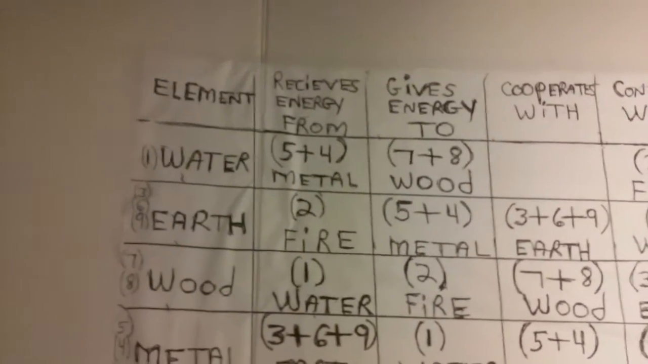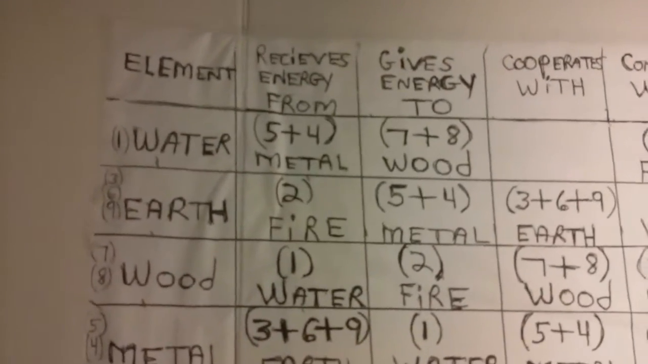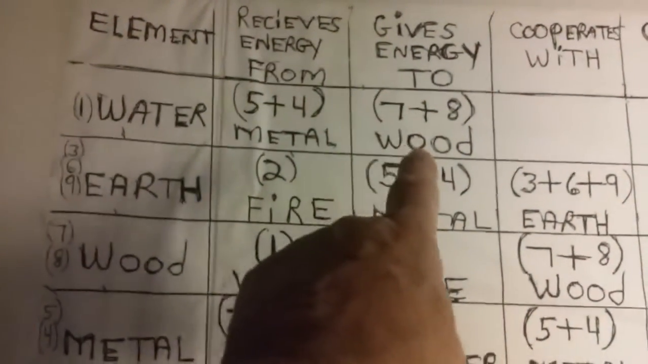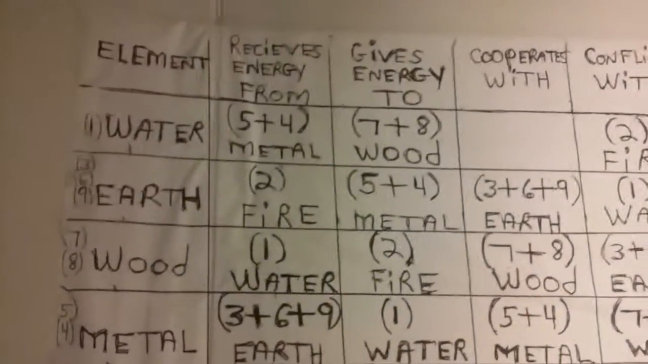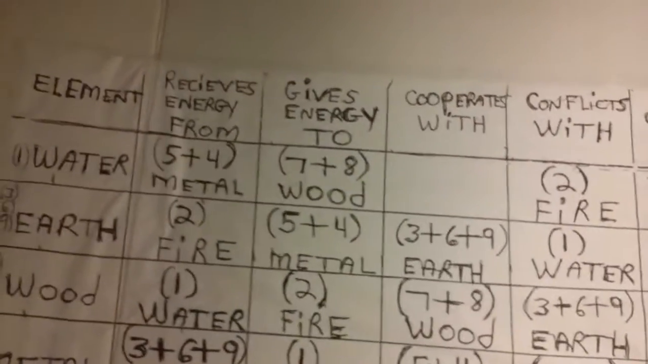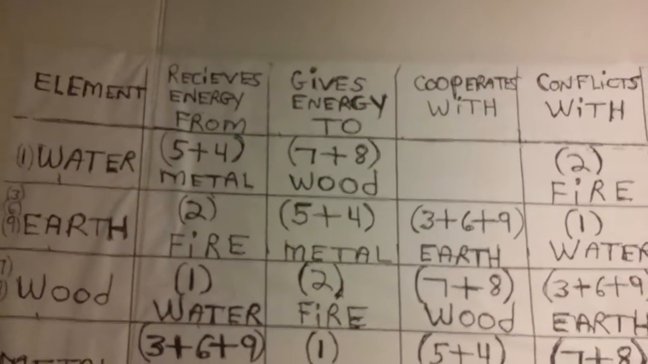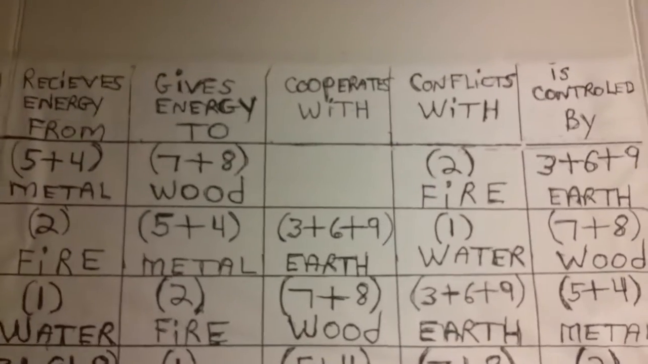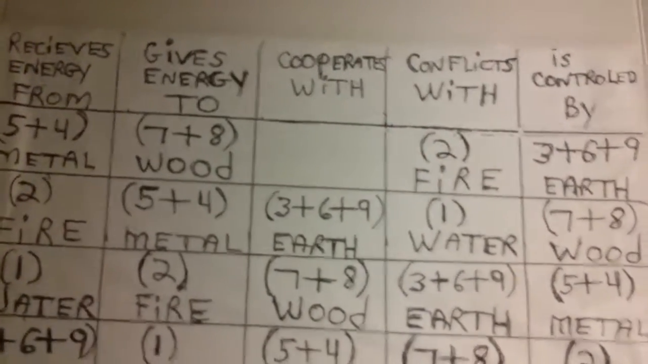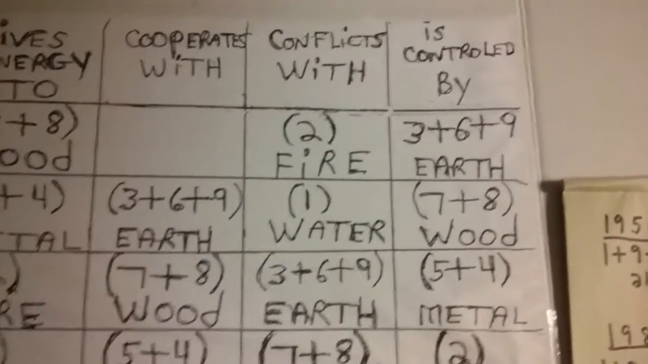Now I'm going to explain how you find water, earth, wood, and metal. And water gives energy to wood. In other words, wood would float on water, and the wood would feel buoyant in the water, but the water is actually giving it energy. Now, it conflicts with fire. You could picture water and fire being polar opposites, and it's controlled by the earth.